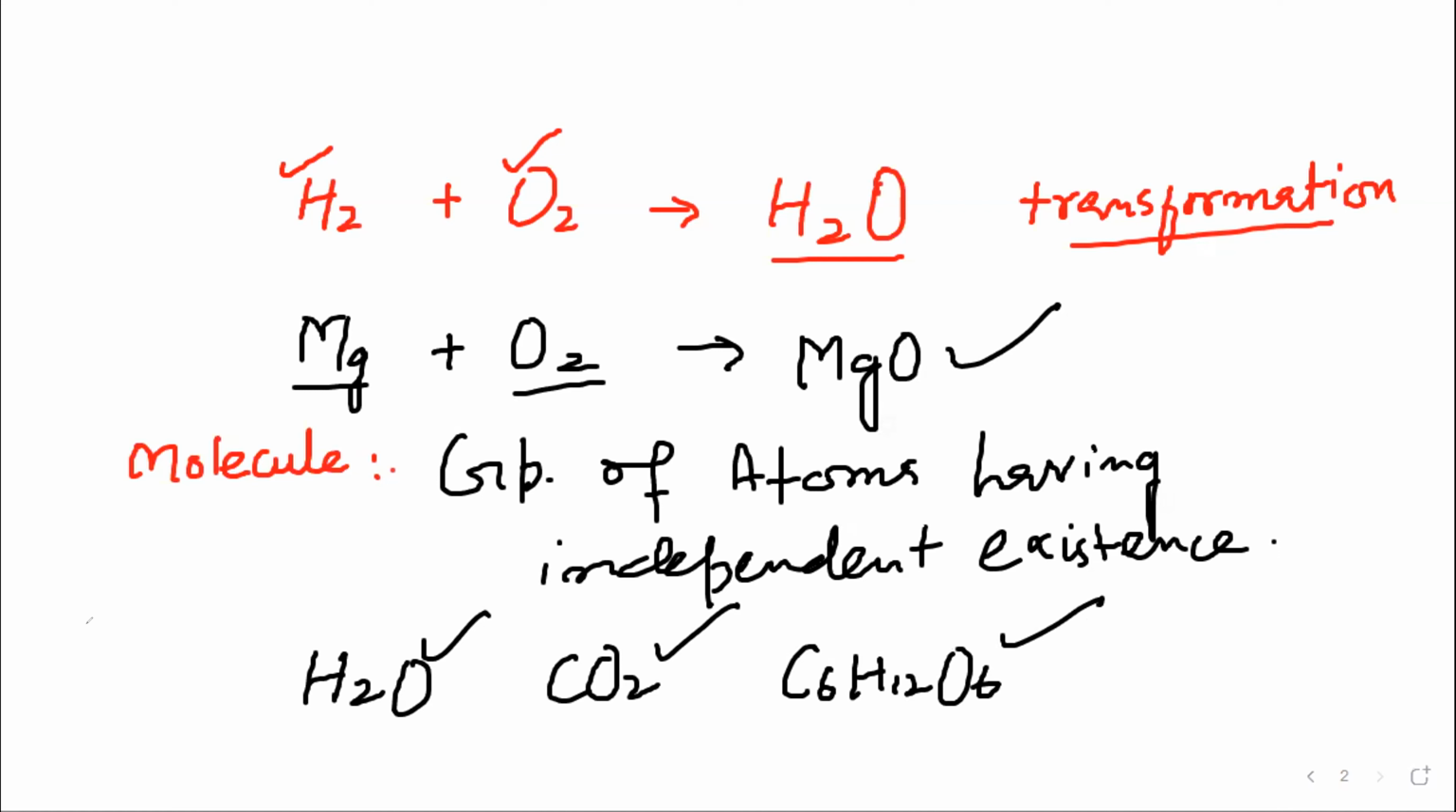So can you write the molecule of ammonia? Can you tell me the formula of the molecule of ammonia? NH3. NH2 plus what? NH2 plus H2 gives NH3. Ammonia will be NH3. It is NH3, right?